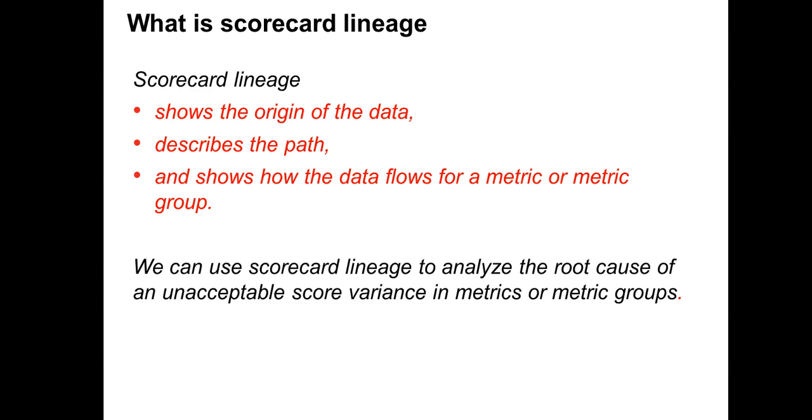So in simple terms, Scorecard Lineage shows the origin of the data, it describes the path and shows how the data flows for a metric or metric group. We can use Scorecard Lineage to analyze the root cause of an unacceptable score variance in metrics or metric groups.